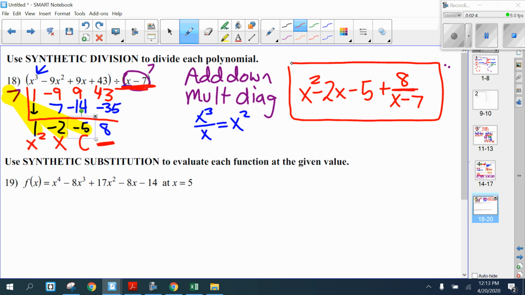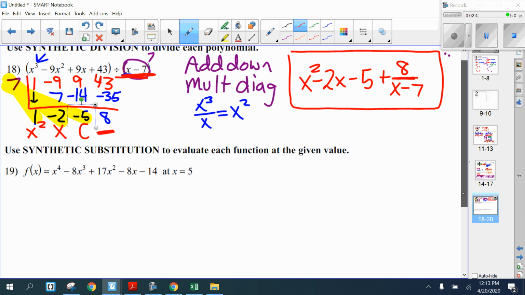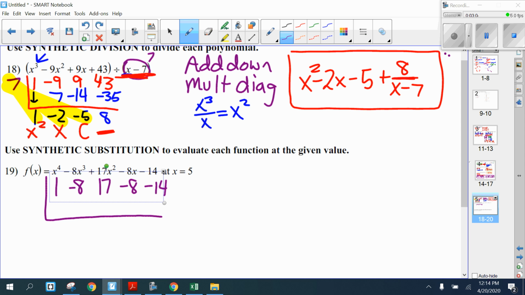Number 19 is pretty much the same thing. We're going to use synthetic substitution to evaluate the function at the given value. So there's a couple of differences, but mainly we're doing the same thing. Let's start with these coefficients. You've got a 1, a -8, 17, -8, and -14. Draw the box around it, leaving the space.